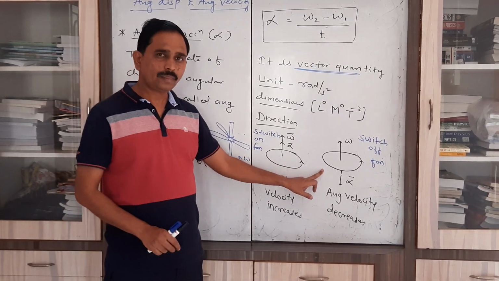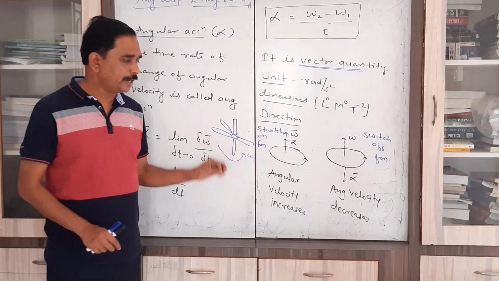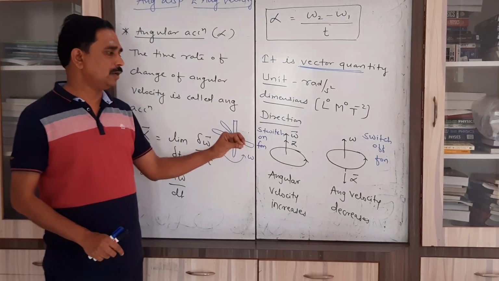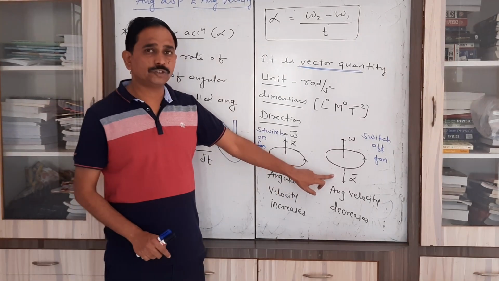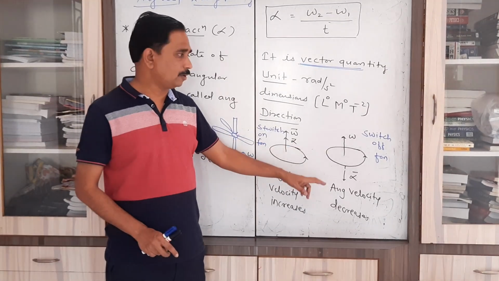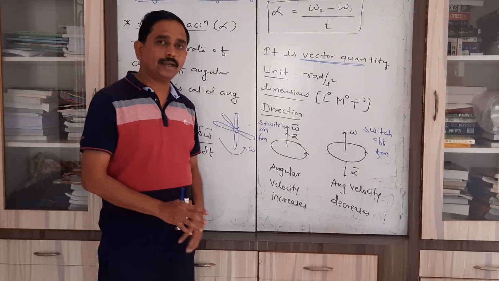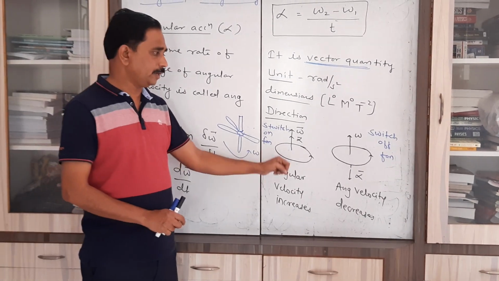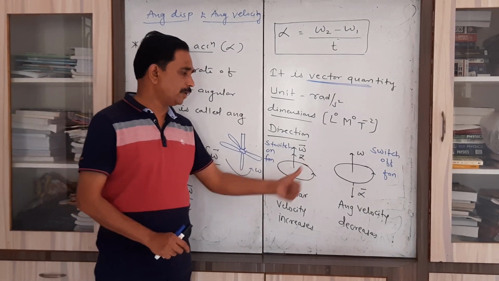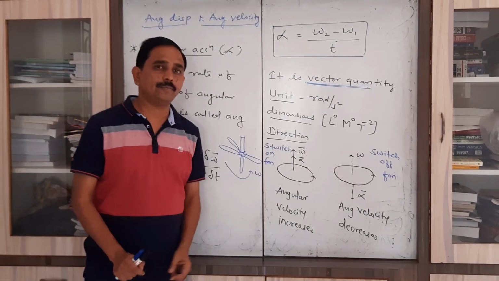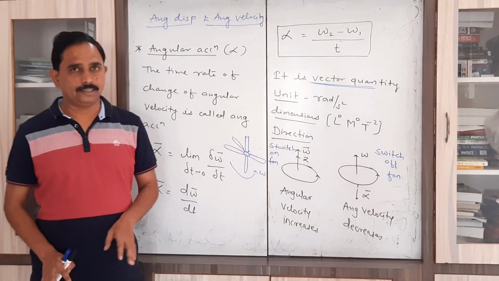It is the case when we switch off the fan. Now the blades of the fan rotate with a decrease in angular velocity. That's why I draw here the direction of angular acceleration opposite to the direction of angular velocity. In both diagrams, we consider the anti-clockwise circular motion. It means you have to keep in mind that the direction of alpha, that is the angular acceleration, depends upon whether the angular velocity increases or decreases.